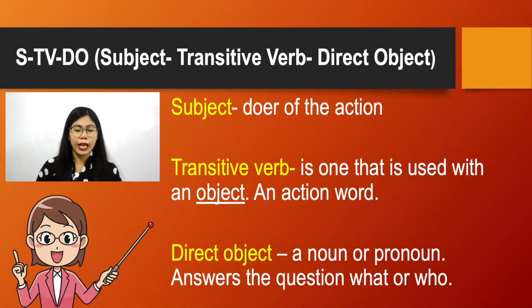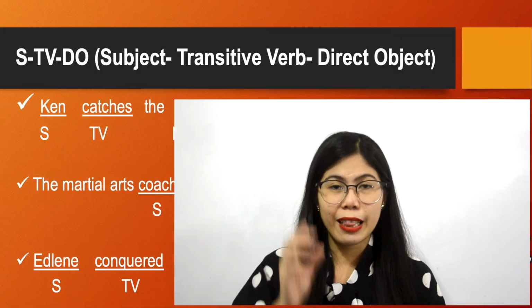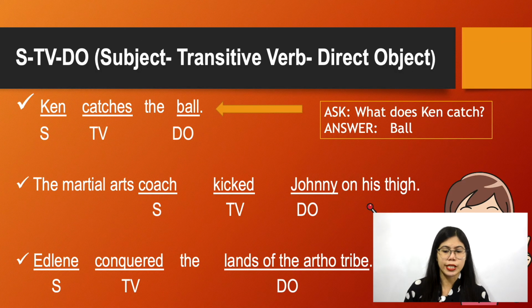Next is the STVDO pattern, which stands for Subject, Transitive Verb, Direct Object. Again, subject pertains to the doer of the action. Transitive verb is one that is used with an object. It is an action word. And a direct object is usually a noun or a pronoun, and it answers the question what or who. Let's take a look at our examples.